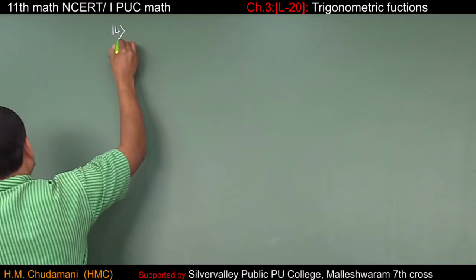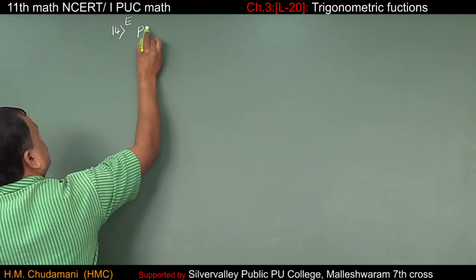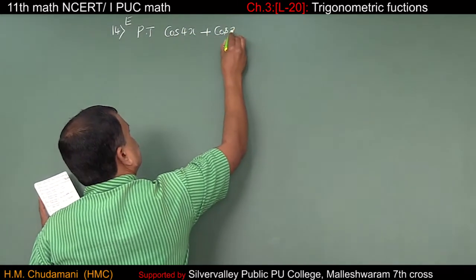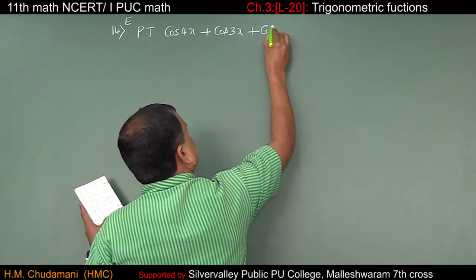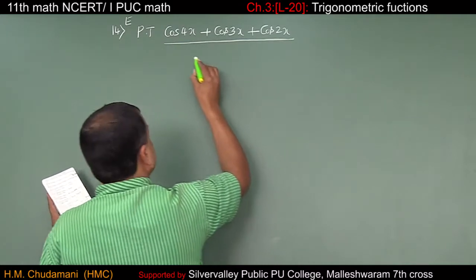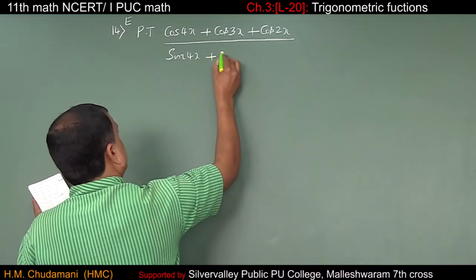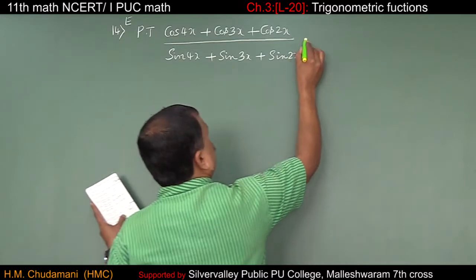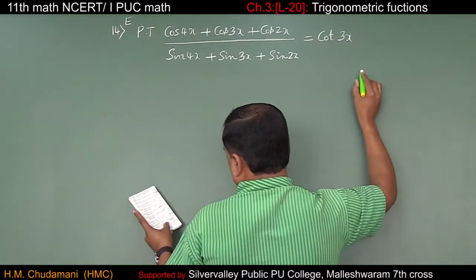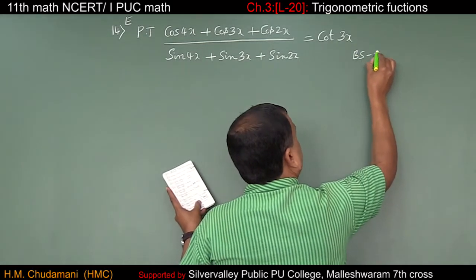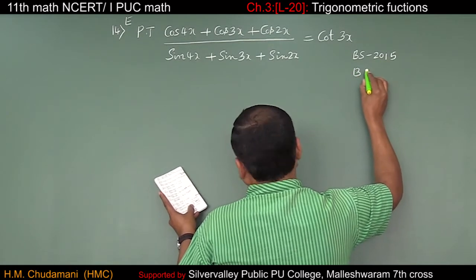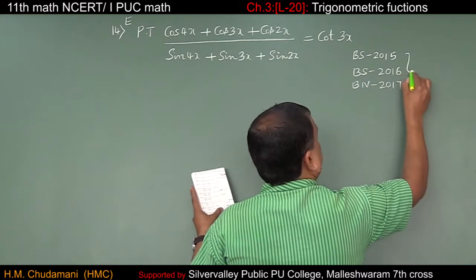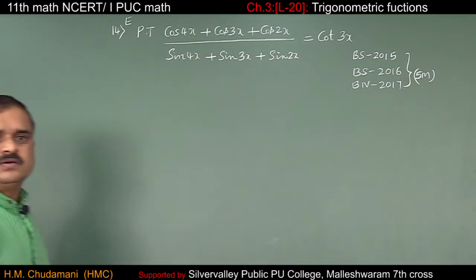Question number 14, an exercise problem again. Prove that (cos 4x plus cos 3x plus cos 2x) divided by (sin 4x plus sin 3x plus sin 2x) is equal to cot 3x. We need to prove cot 3x. This appeared in Bangalore South Zone 15, South Zone 16 and North Zone 17 in the 5 mark section.